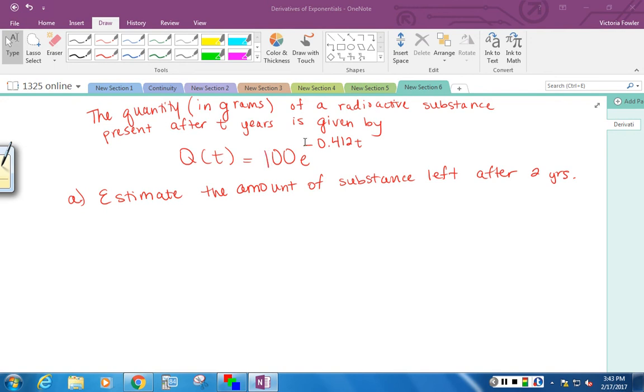And I can tell by this, what we call a K value, the rate of growth or decay, that we are actually decaying. This is a negative K, or rate of growth, so negative indicating a decay here. Okay, so part A says, find an estimate of the amount of substance left after 2 years. Time was given in years, and I know I'm going to find an answer in grams.